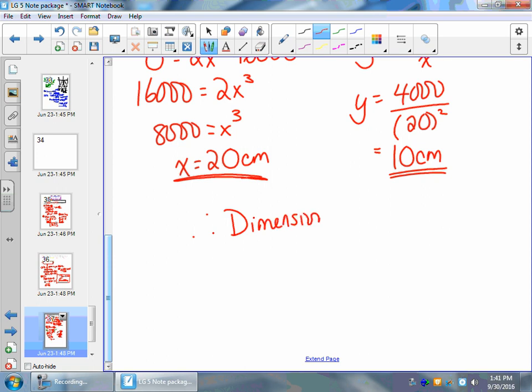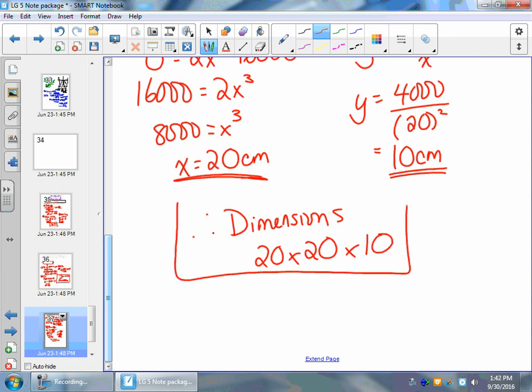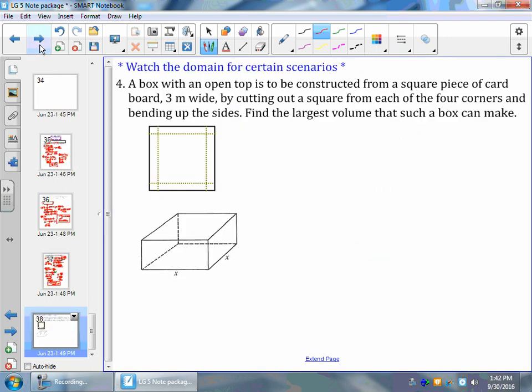The bottom has to be 20 by 20, and then the top would be 10, and all of those in centimeters. There you go. All right, so hopefully you guys are finding this okay so far. If not, just pause, try some more, go slow, rewind, ask the help desk, all those good things.